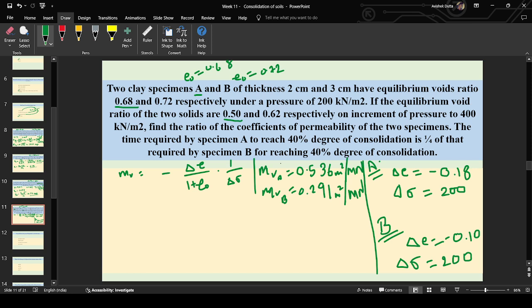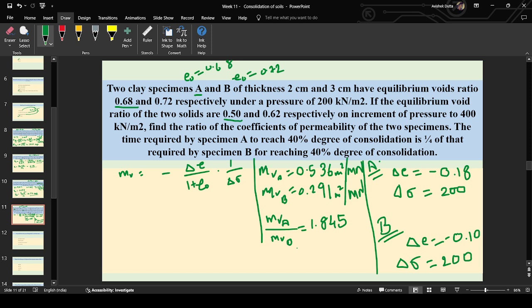Okay, now just quickly I will find the ratio of mv A to mv B. I will be getting approximately 1.845. That's why I said it doesn't matter if it is in meganewton or kilonewton, because ultimately the ratio is the thing which I have asked for.